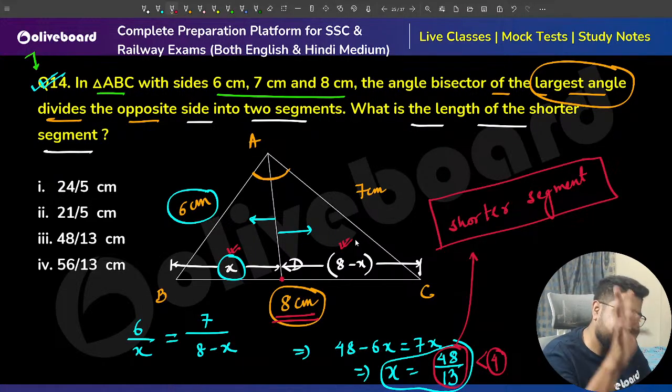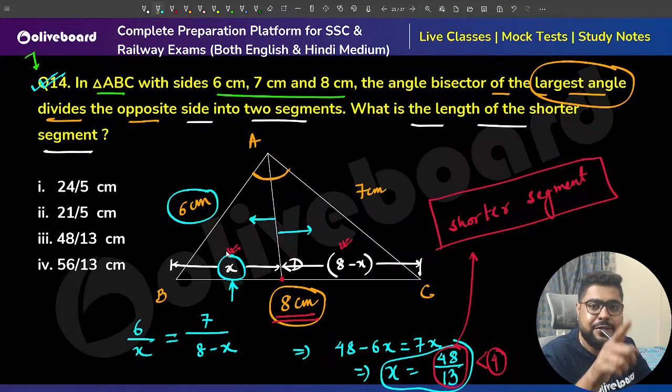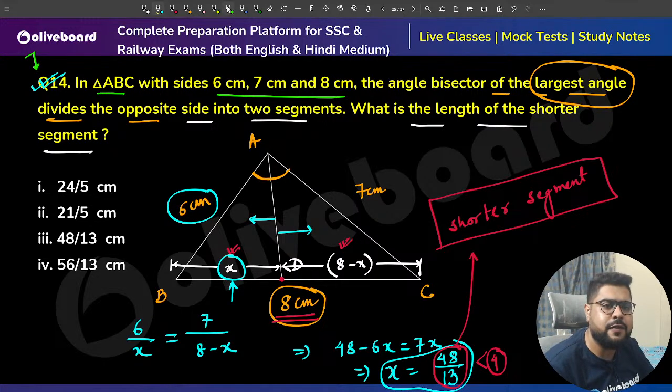Another way of thinking about this: why have I taken this as x, and not this as x and that as 8 minus x? These are called street smartness. The more you solve, and the more practice you have done, the more agile you will become. These things you have to think on the move. So what is that?